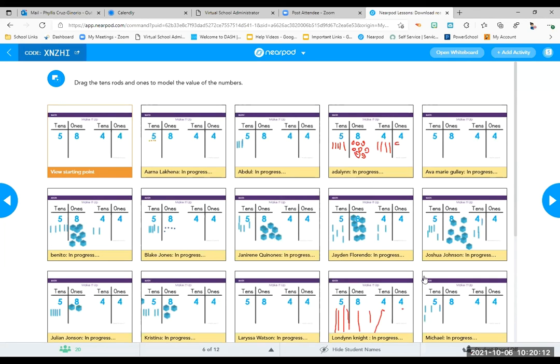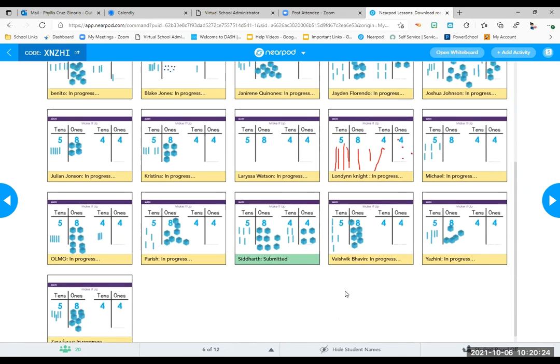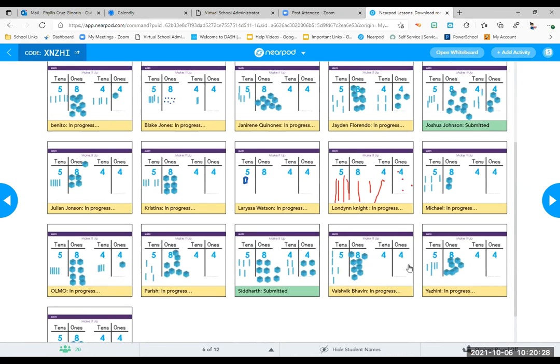You want to know the value. What does it really mean to have 5 in the tens place? Oh, I like this. Yes, very good. Ooh, Siddharth, man, you're fast. There's Joshua's. Yeah, good work, guys. Oh, isn't that interesting? The tens and the ones match.